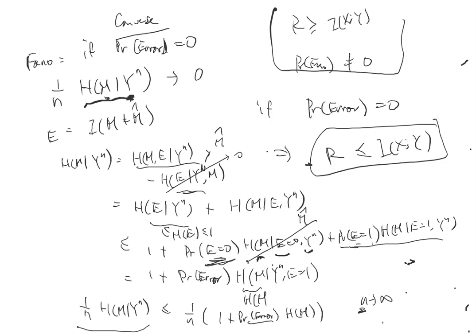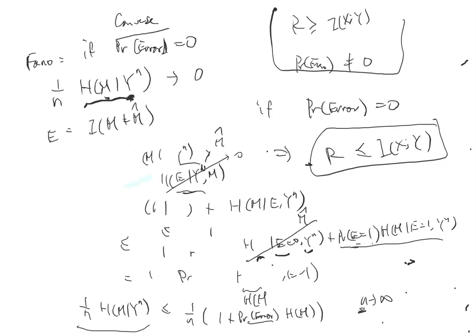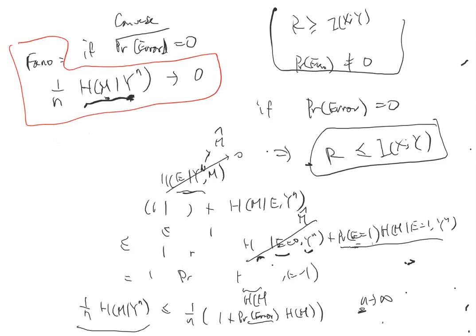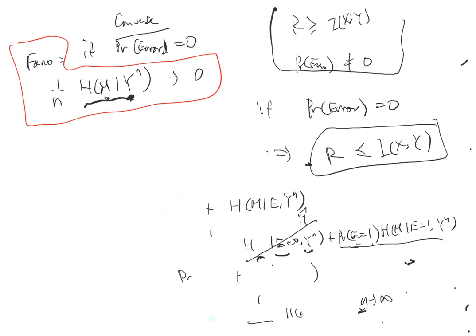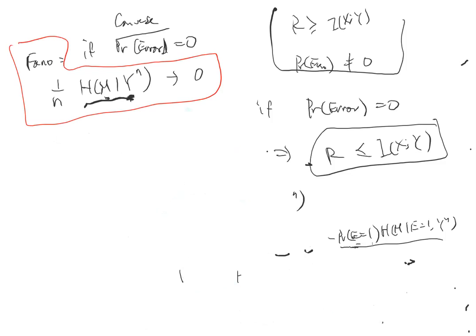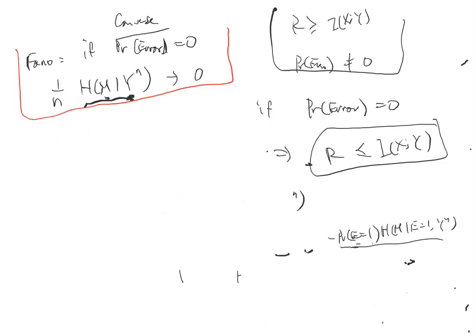So now we can prove the converse with Fano's inequality. So this is Fano's basically. Fano's is just saying that, okay, if probability of error, oops, actually, I better also circle the condition there.